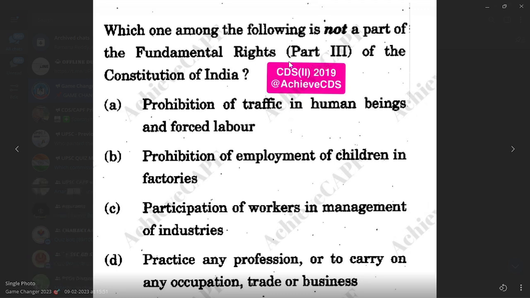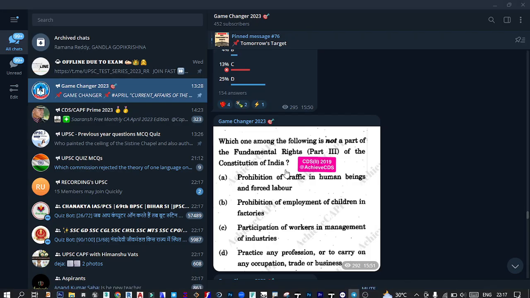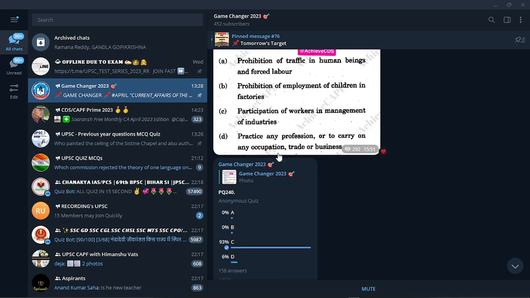Which of the following is not a part of Fundamental Rights, Part 3 of the Constitution of India? Prohibition of traffic in human beings and forced labor, prohibition of employment of children in factories, participation of workers in management of industries, practice any profession or carry on any occupation, trade or business. Not a part of fundamental rights: C.